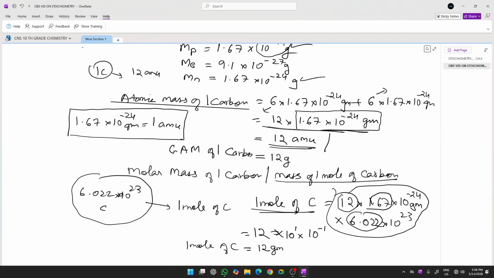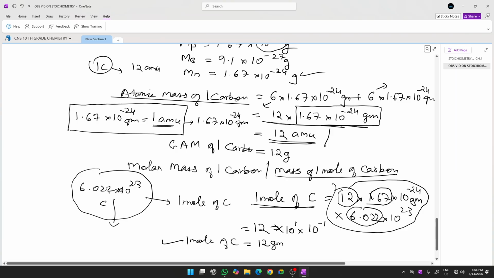So 1 mole of carbon works out to 12 grams. Is that clear? Now try to understand. One atom of carbon has a very small weight, that is 12 AMU. In terms of gram, it will be 1.67 into 10 raised to minus 24 grams. But if you take a bunch of 6.022 into 10 raised to 23 atoms of carbon together, then the number of carbon atoms will be increasing, so mass will also be increasing. And that mass you will be calling as 1 mole of carbon. 1 mole means it is not one atom of carbon, but many atoms. Many means how many? 6.022 into 10 raised to 23.